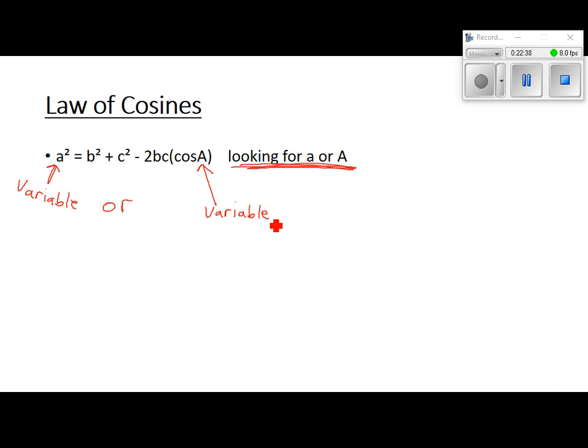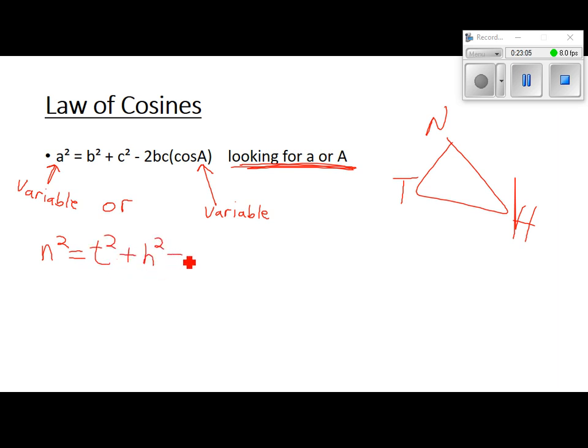The other thing, this says A, B, and C. It could have just as easily been other letters. I used to list all this out and it just seemed to confuse people, so we won't do it. But if we had this triangle N, T, H, instead of A, B, and C, we use N, T, and H. So your equation might look something like this: N squared equals T squared plus H squared minus 2 times T times H times the cosine of big N. So all those letters are just variables. It doesn't affect anything else.